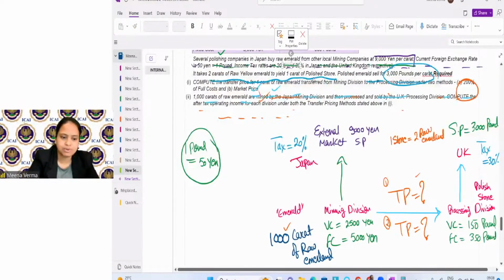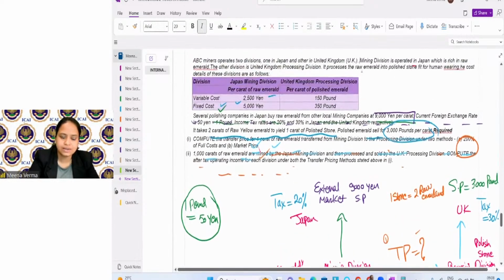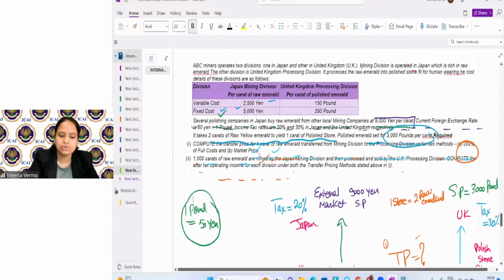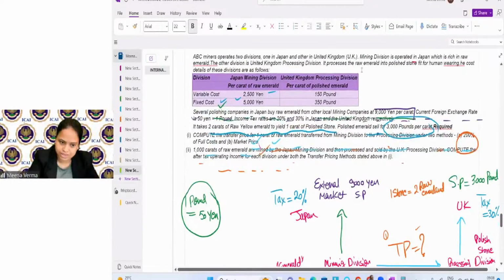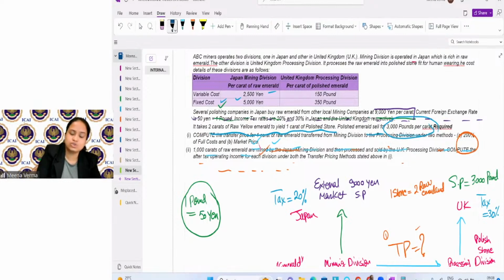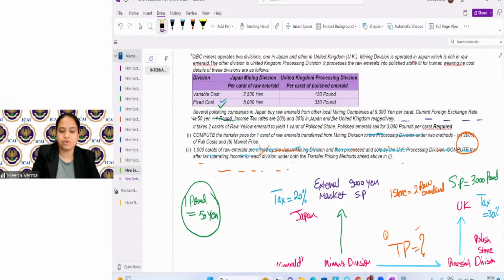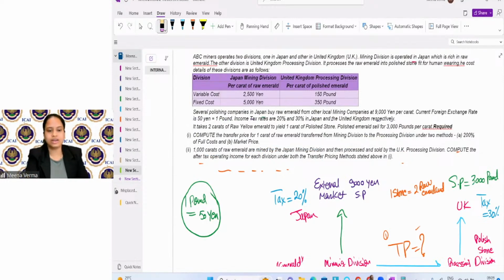Okay, shall I help you? So first is what? In the first case, they're asking what the transfer price will be when the method is to consider all the cost, and 200% of the cost is considered, right? You have to consider 200% of the cost. Okay, this is the method. Do you want to try this? Okay, try this and tell me.